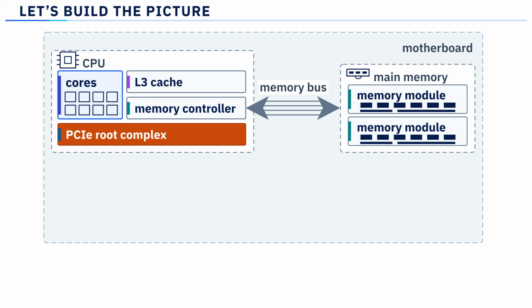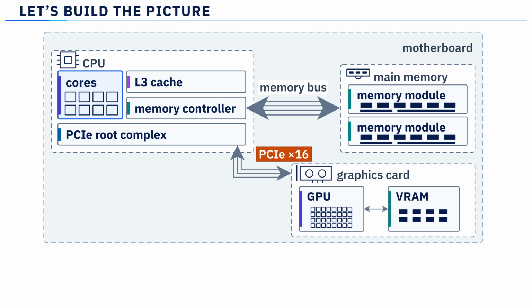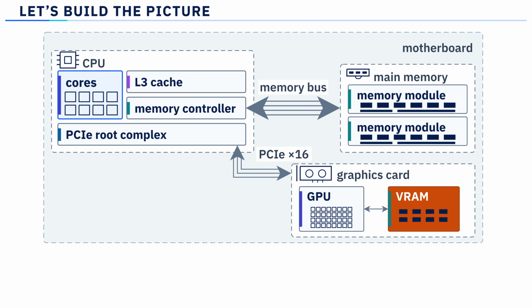The CPU also holds the PCIe root complex. PCIe is short for PCI Express. It is how the CPU reaches plug-in devices, over sets of wires called lanes. 16 lanes run to the first device, the graphics card. The graphics card is almost a small computer of its own. It carries a GPU, which is short for Graphics Processing Unit, and its own memory. Right beside the GPU, the picture labels it VRAM, short for Video RAM.